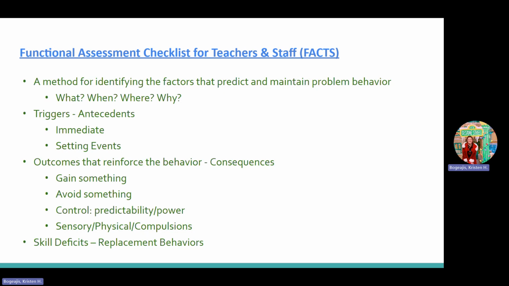But essentially what this does is it's a method for identifying factors that predict and maintain those maladaptive behaviors. So, what, when, where, and why, right? It's going to identify the triggers and antecedents, those immediate triggers and antecedents, but also setting events, things that just happen to be occurring, right? Small group, whole group, maybe a bell going off for a change in classes, possibly coming into school later because they missed the bus. These are setting specifics or setting events that we can start to see trends revolving around. Outcomes that reinforce the behaviors, or consequences.